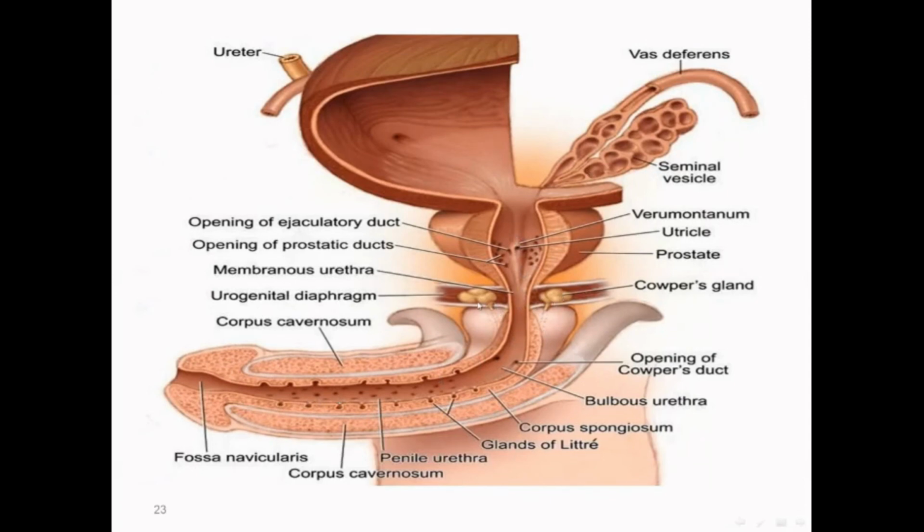The bulbourethral glands are small paired glands located within the urogenital diaphragm, which is a muscular diaphragm formed by muscles. Their size is about 3 to 5 millimeters, and they also contain tubular acinar glands with mucus secretion. The function of this gland is to produce mucus secretions that pass into the urethra and help with lubrication and preparation for the passage of sperm during ejaculation.